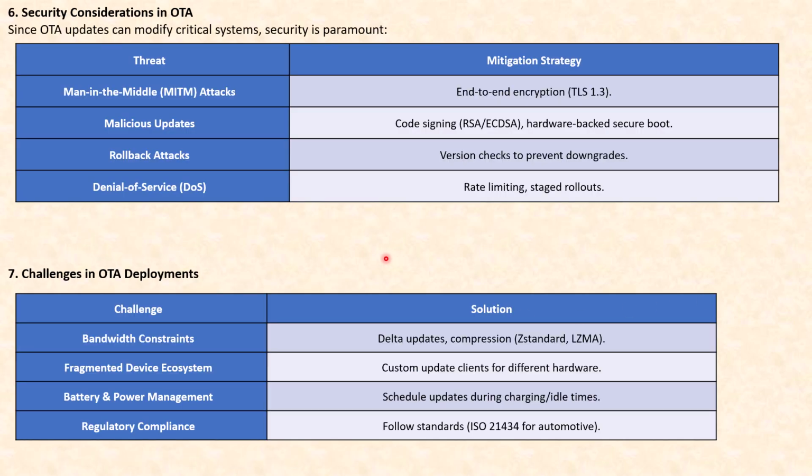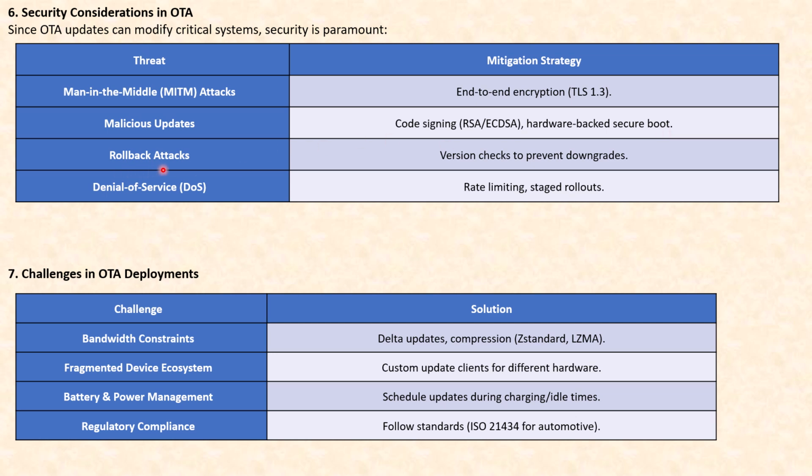Now, what are the various security considerations? Since over-the-air updates can modify critical systems, security is paramount. Let's see what the threats and mitigation strategies are. The first threat is man-in-the-middle attacks, and the mitigation strategy is end-to-end encryption. Coming to malicious updates, the mitigation strategy is code signing and hardware-backed secure boot.